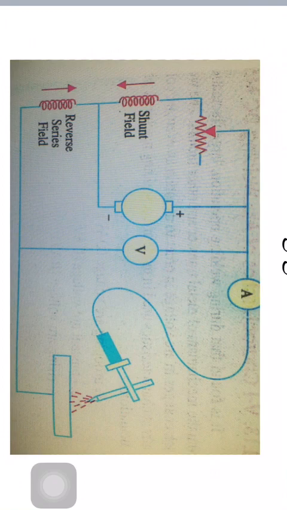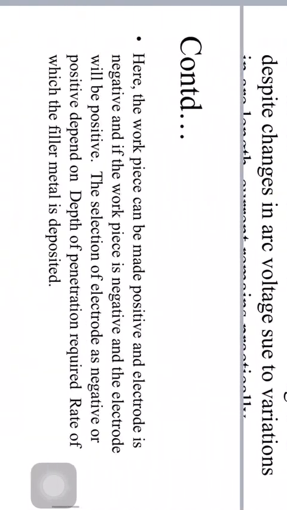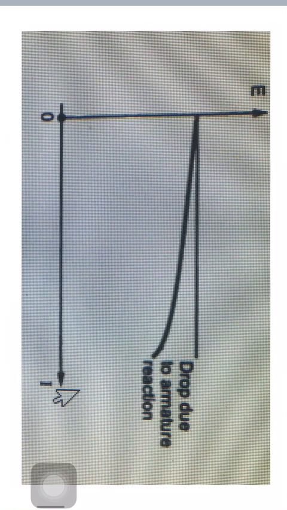So these are the factors on which the workpiece, whether it is a positive electrode or a negative electrode, or how much depth of penetration is required, depend. And here we can observe the VI characteristics of the welding generator.